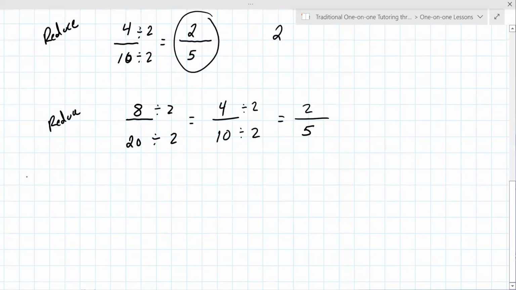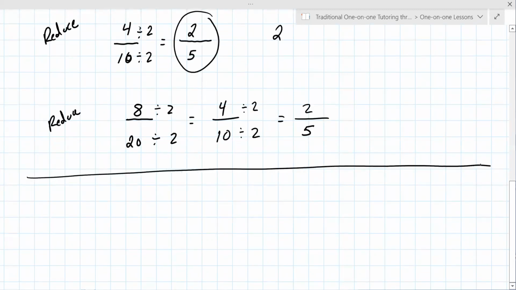Let's try another one here. Let's go 6 over 18. The instructions say to reduce or simplify. Now we try 2. We know 2 works because both of these numbers are even. That was our divisibility rule for 2.